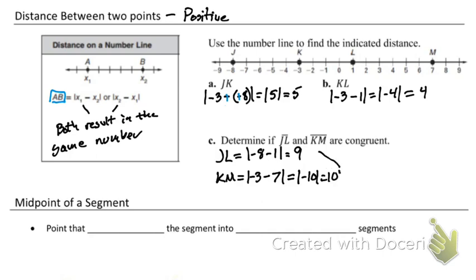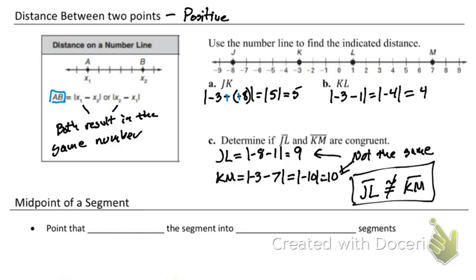These are not the same number. So 9 and 10 are not the same number, so it's not congruent. So JL is not congruent to KM. If they were the same, they'd be congruent. They are not, so it is not congruent.